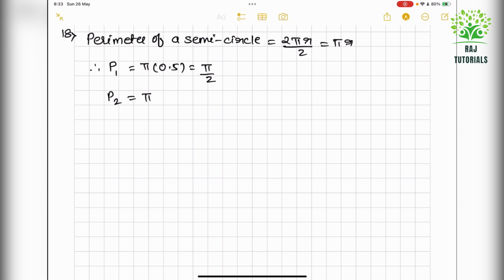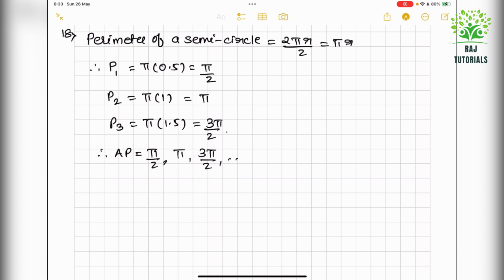Second, it will be pi into 1, so pi. Third one, it will be pi into 1.5, so 3 pi by 2, and so on. So therefore my AP will be pi by 2, pi, 3 pi by 2 and so on. Now I got the AP.